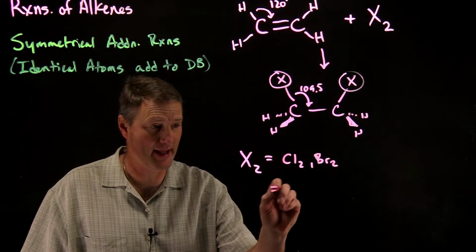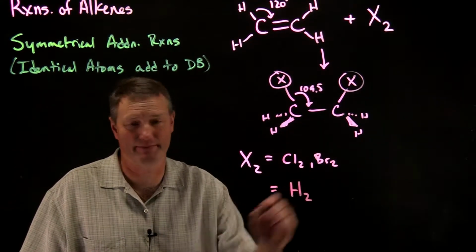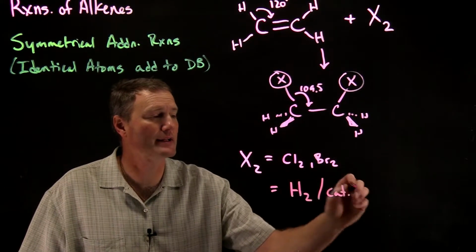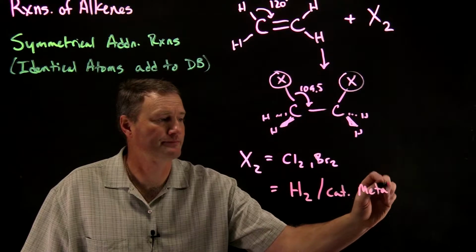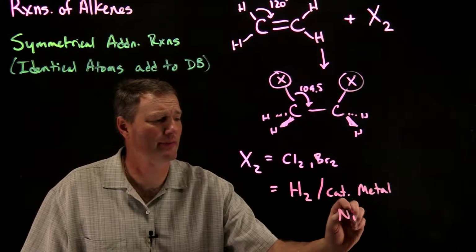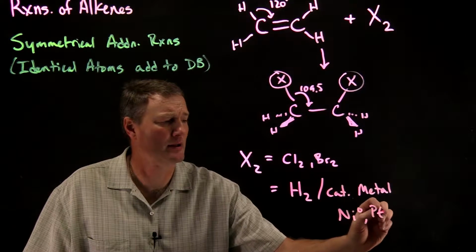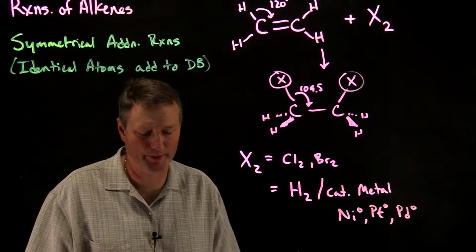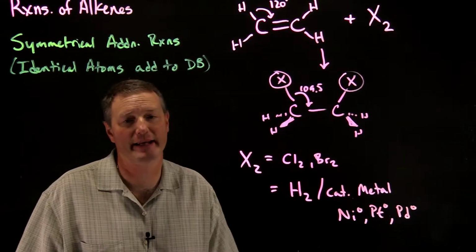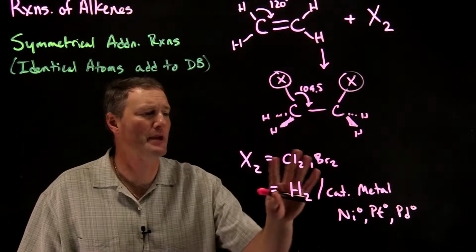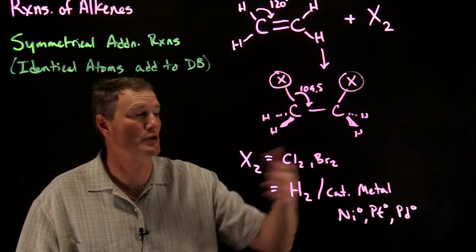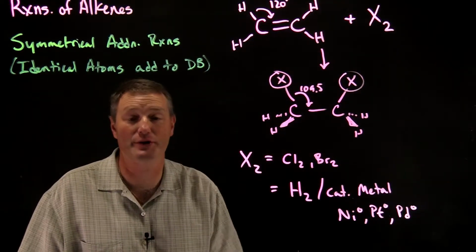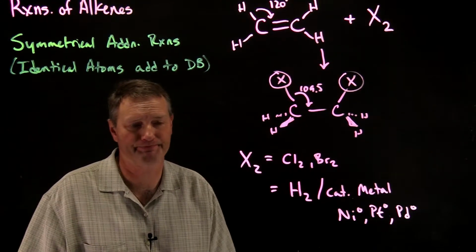Another type of X2 reagent is hydrogen, H2. But when we do this, you have to add a catalyst. And usually that's going to be a metal. The metals that are often used are nickel, platinum, or palladium. Now platinum and palladium are quite expensive, but nickel is a relatively inexpensive catalyst. So basically all of these X2 reagents, you could substitute in right here. They're going to add the two atoms across the double bond.